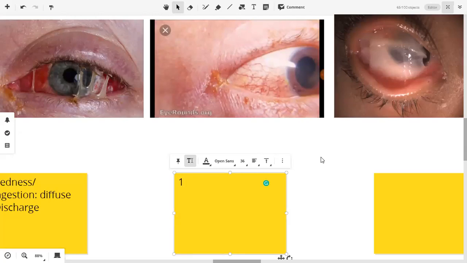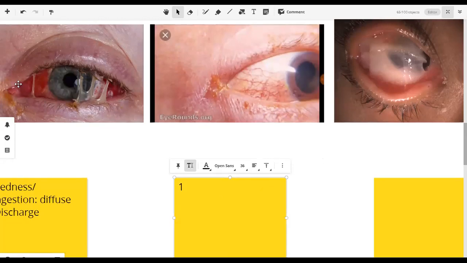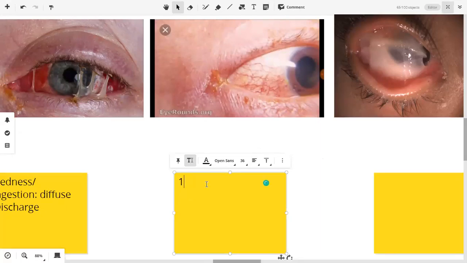So we can see that the outer canthus of the eye is visible to us. This is the outer canthus. The inner canthus has the lacrimal area. Discharge isn't visible at all. However, there is conjunctival redness. Conjunctival, what do we call it? Perfusion or edema of sorts, hyperemia.